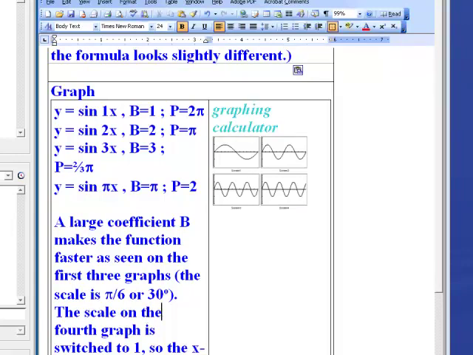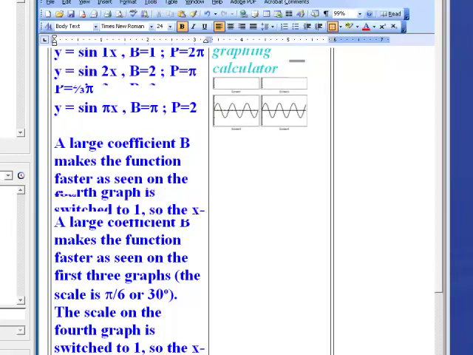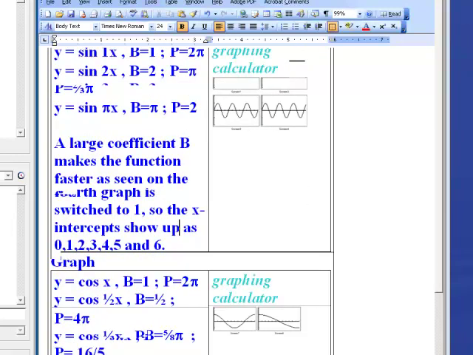No big deal. The scale on the 4th graph is switched to 1, so that the x-intercepts show up as 0, 1, 2, 3, 4, 5, 6. That's what you saw. Okay, let's graph a little bit more. Let's see what happens when we have fractions.